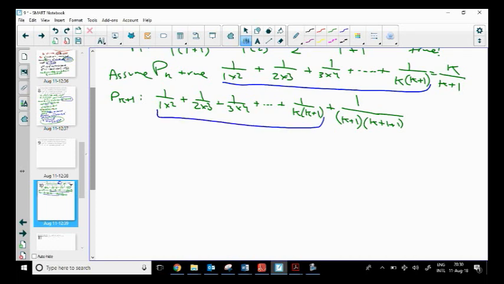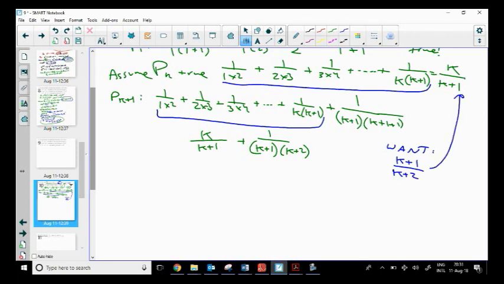So I can rewrite that entire chunk as k over k plus 1 plus 1 over k plus 1 times k plus 2. By the way, what am I looking for? What do I want? I want this whole thing to look like k plus 1 over k plus 2. Right? I'm just looking at this part here and substituting k plus 1 in for every k. So can I get that to happen? Well, it looks like I'm just going to combine the like denominators here, right? So I need to multiply this one here on the left by k plus 2.